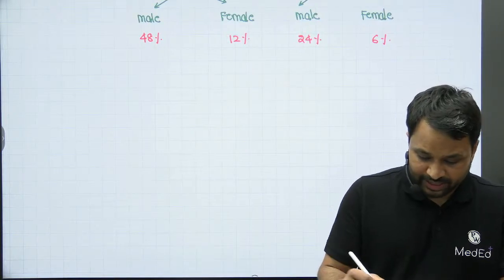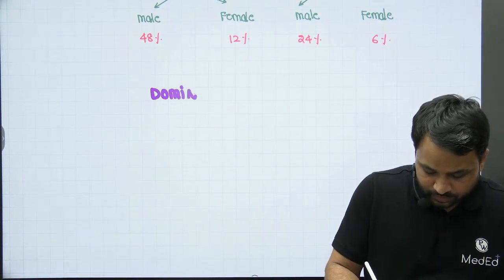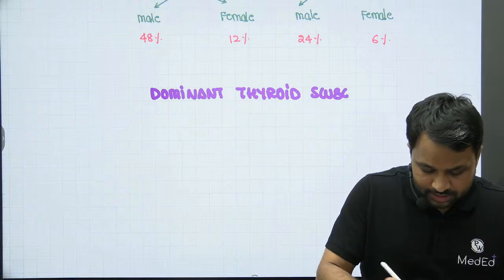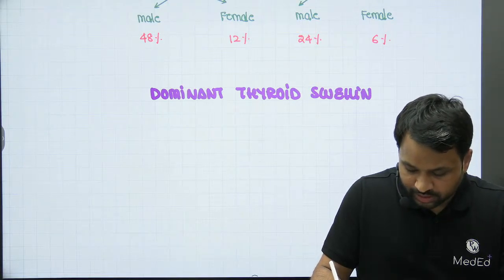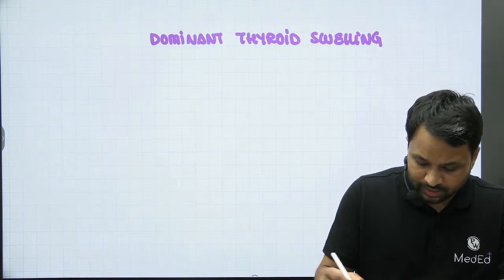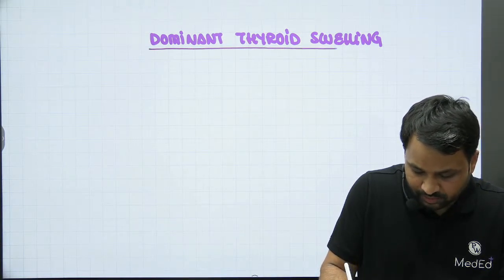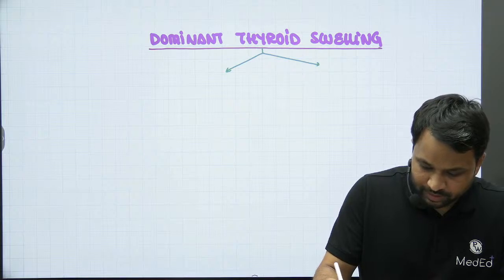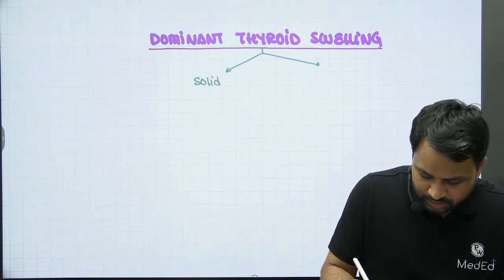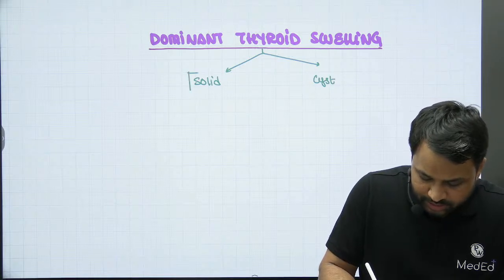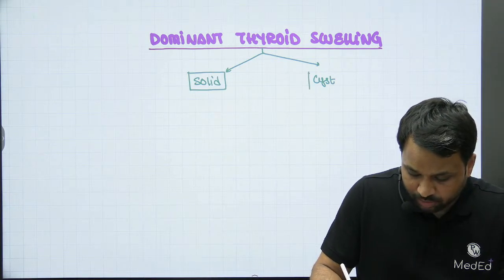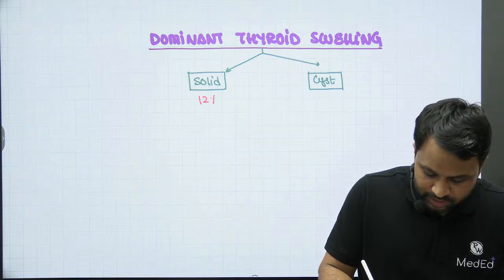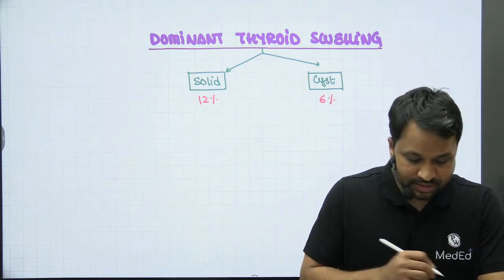Now, if I expand the same subset to a dominant thyroid swelling, we'll apply the same rule of 12 and split them into two components, solid and cystic. Solid lesions, as I told you, have a higher probability of developing into malignancy when compared to cystic lesions. So you will notice that 12% of these solid lesions are going to be malignant, whereas 6% of the cystic lesions are going to be malignant.